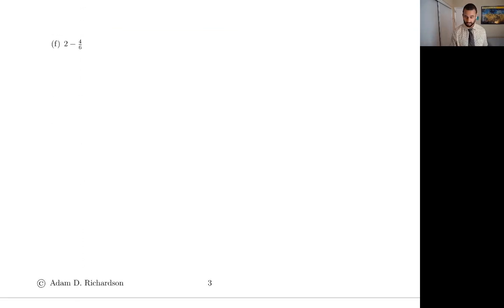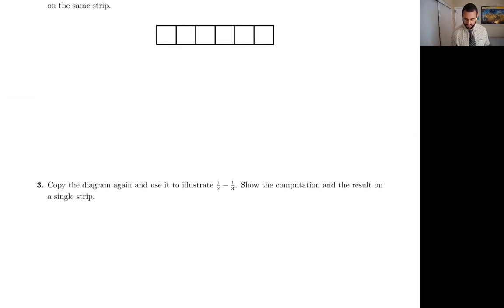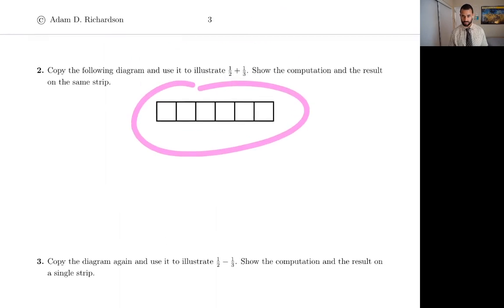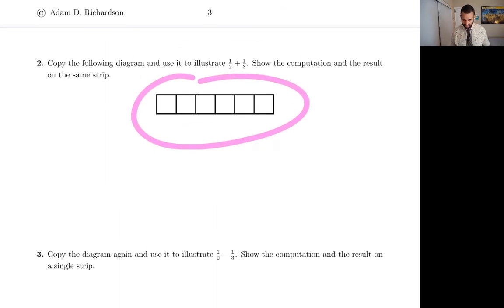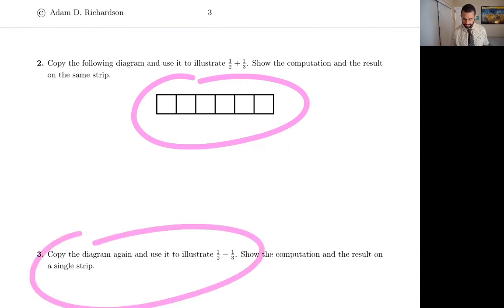Hopefully you practiced that already. And then you're just going to use this strip diagram to model one half plus one third. And then you're going to do the same thing down here. This is actually getting you prepared for the next lecture where we talk about Cuisenaire rods, because that's a lecture where you're going to spend more time at home playing around with these virtual manipulatives. But we'll get there in a minute.